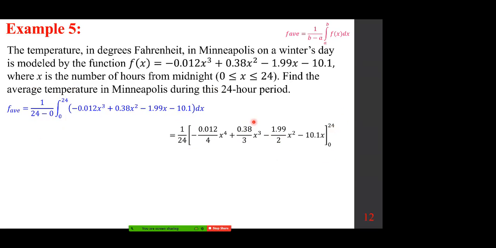Now you've got to plug in 24, and then minus 0. When you plug in 0, clearly everything goes to 0. Do you see that? So just plug in 24. The reason everything goes to 0 is that everything involves x. This is x squared, x cubed, x. And that's a good thing. That makes life easy. So just plug in 24.